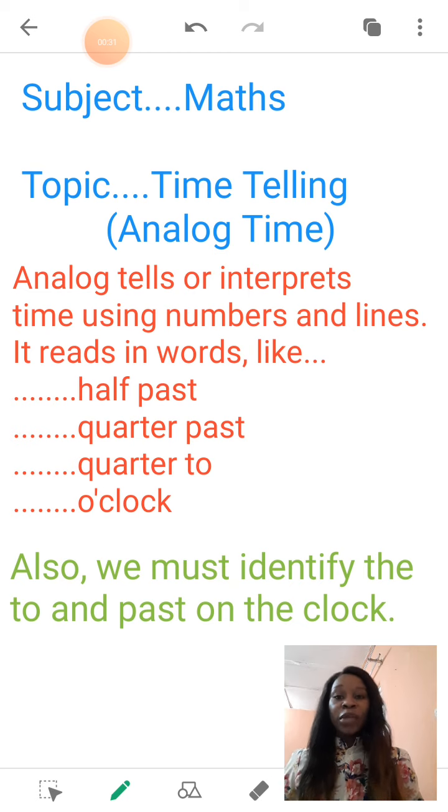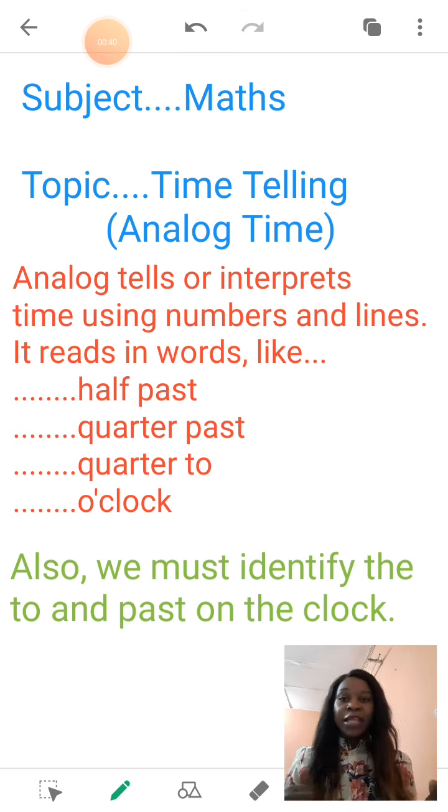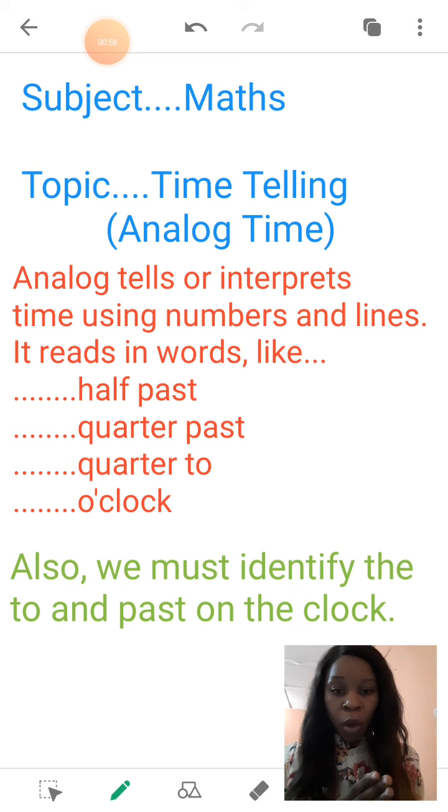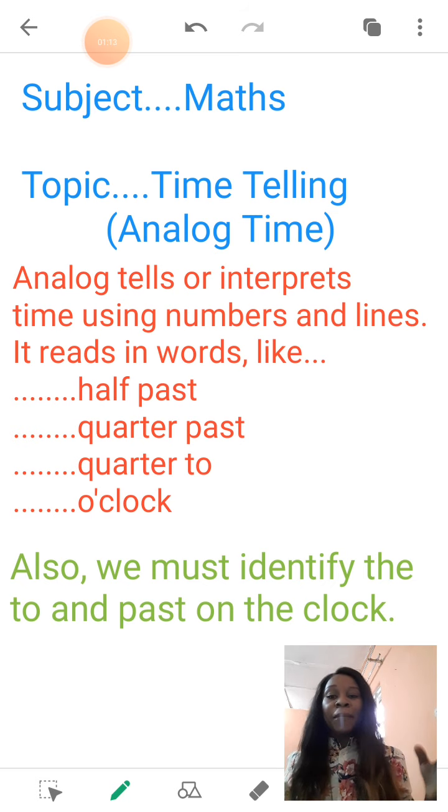So today we are going to start with the analog time. Remember last week I said we can reinterpret time using the analog and the digital. Now the analog interprets time using numbers. Even the digital does so. But for the analog, they interpret using numbers and lines. The analog reads in half past, quarter past, quarter to, and o'clock. Excuse me, I repeat myself. The analog uses half past, quarter to, and o'clock. But first of all, we must identify the to and the past on the clock.